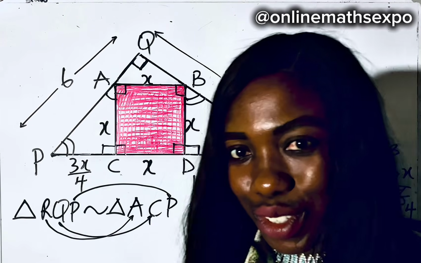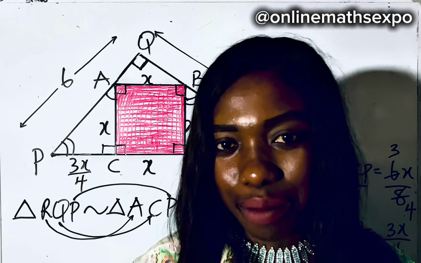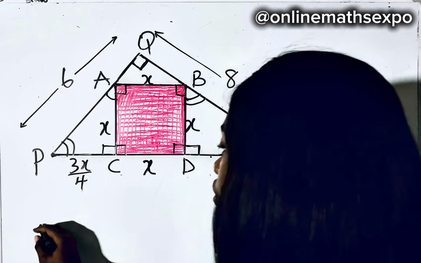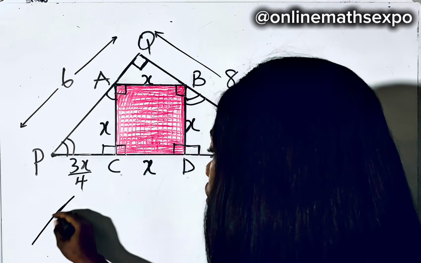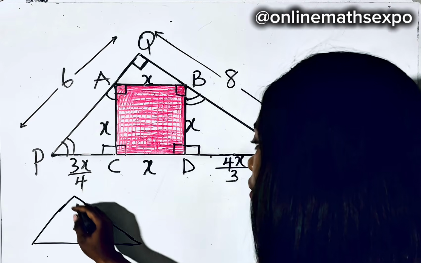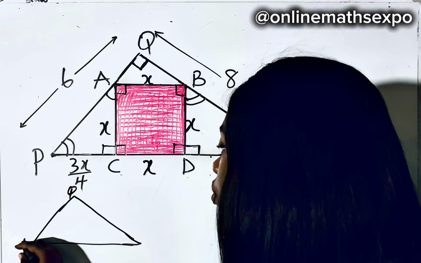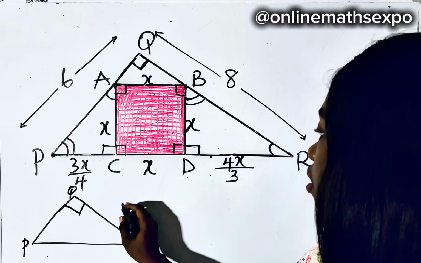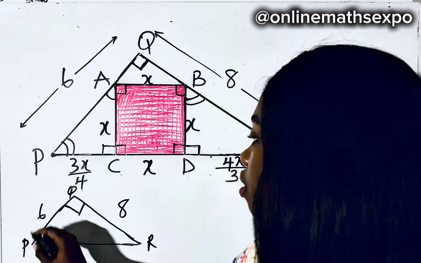Quickly remember to use your Pythagorean theorem. Let me show you how to do that quickly. We bring out the triangle. So this is what we have. Here is Q, here is P, and here is R. This length with right angles here. This length is 8, this one is 6.